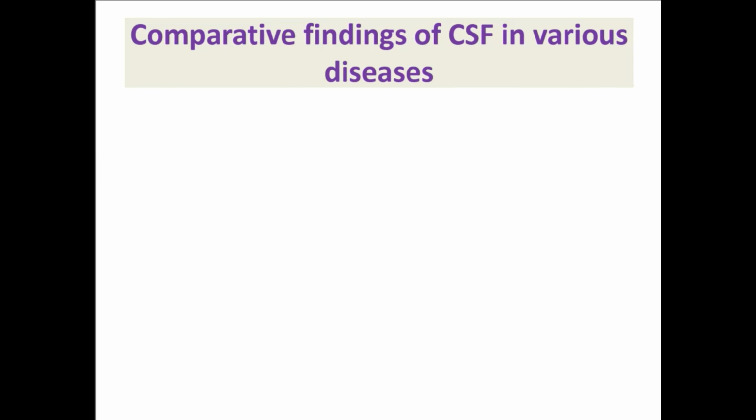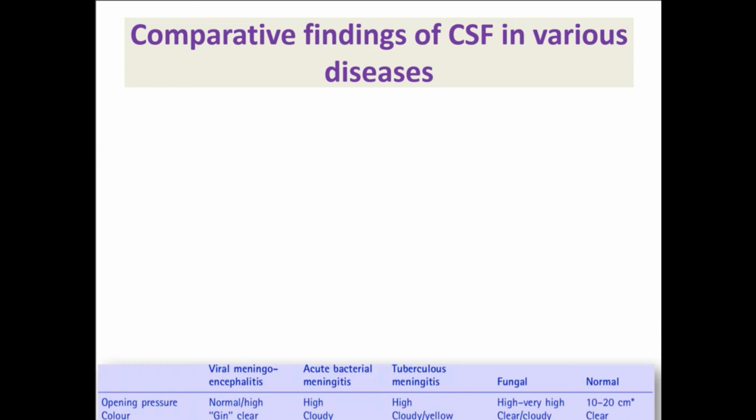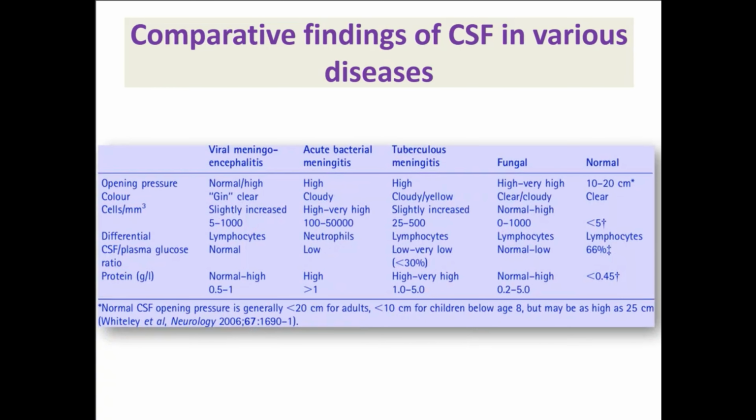Comparative findings of CSF in various diseases: viral meningoencephalitis, acute bacterial meningitis, tuberculous meningitis, fungal, normal. Opening pressure: normal, high, high, high, high to very high; normal 10 to 20 centimeters. Color: gin clear.